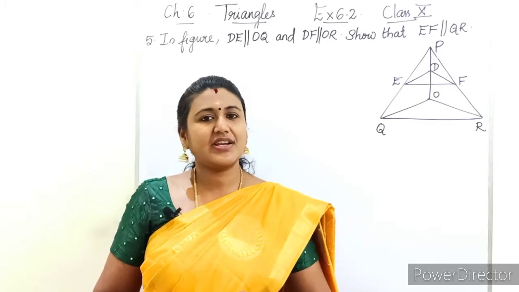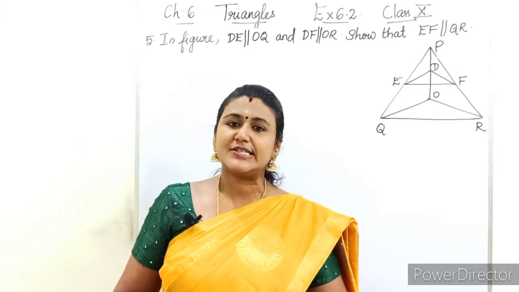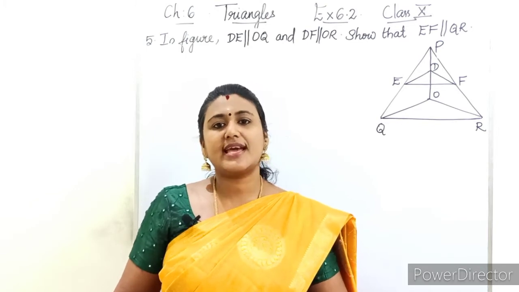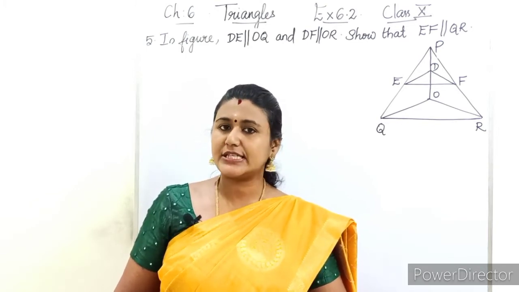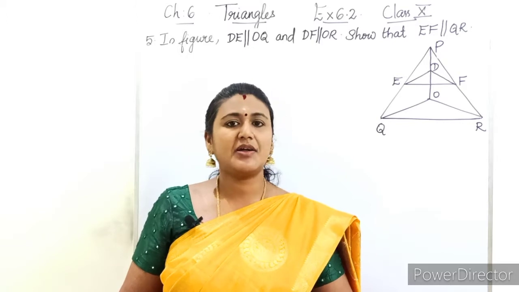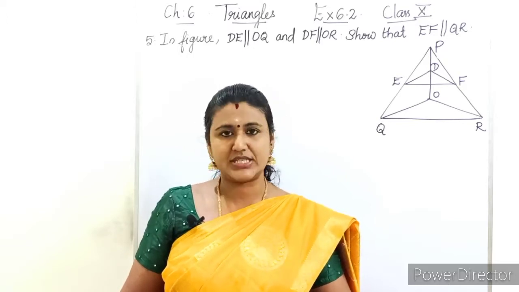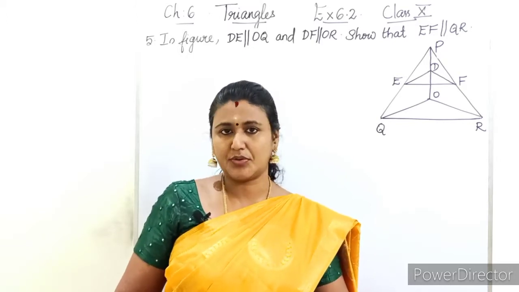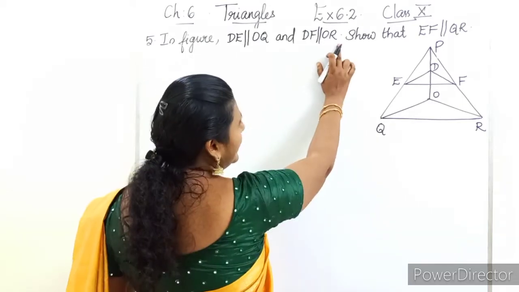In today's class we will continue with the chapter Triangles of class 10. We were doing exercise 6.2 which is based on basic proportionality theorem and we have completed first 4 questions. Today we will see 5th question onwards. So question number 5.